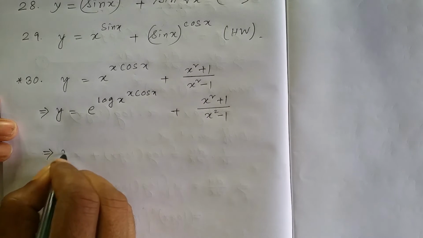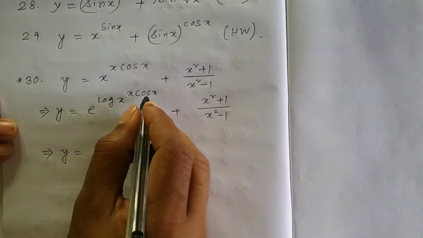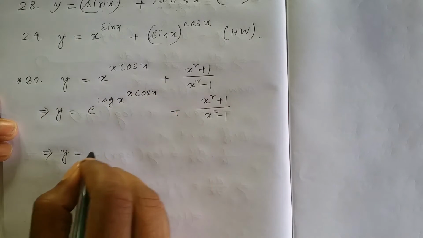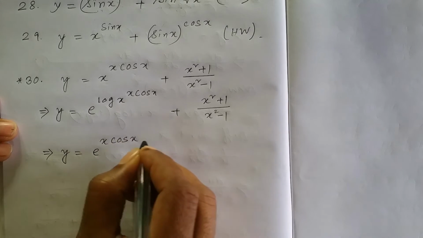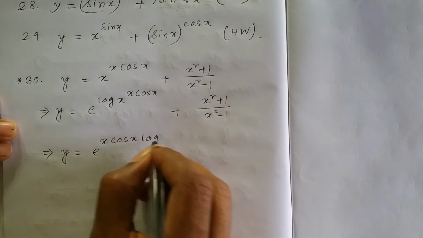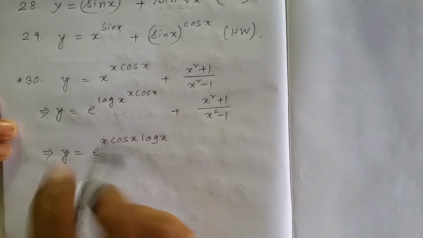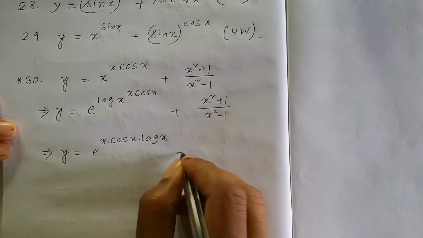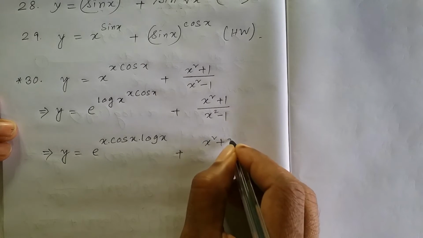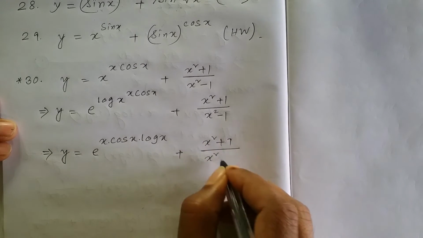Then it implies y is equal to e to the power, with x cos x being the power, so it will come in front of log: e to the power x cos x log x. Here x cos x comes in front of the log, and this log is here, then plus it is simply x square plus 1 divided by x square minus 1.